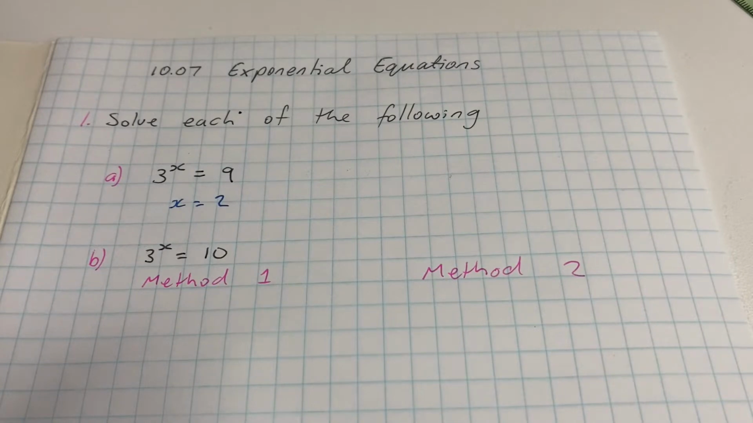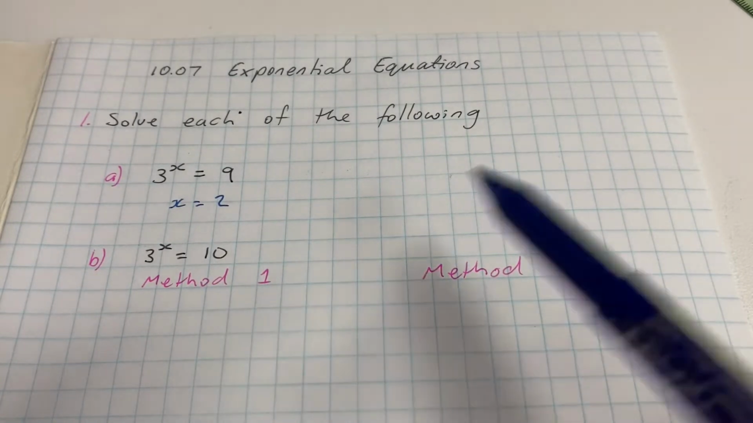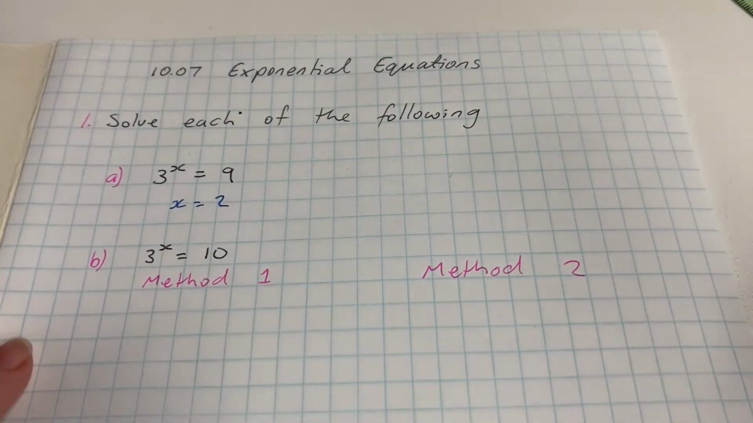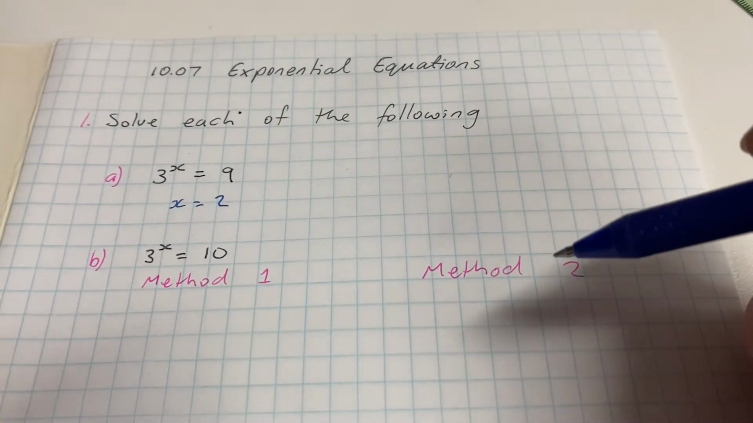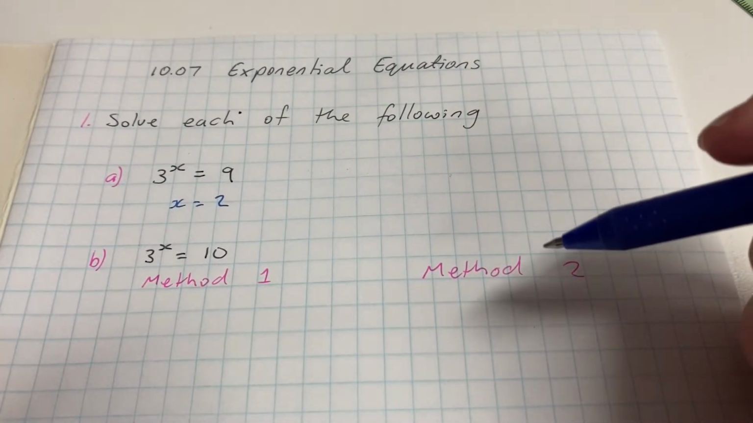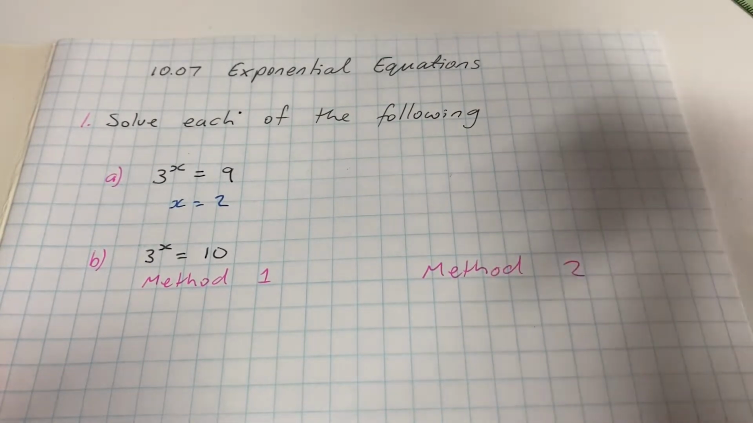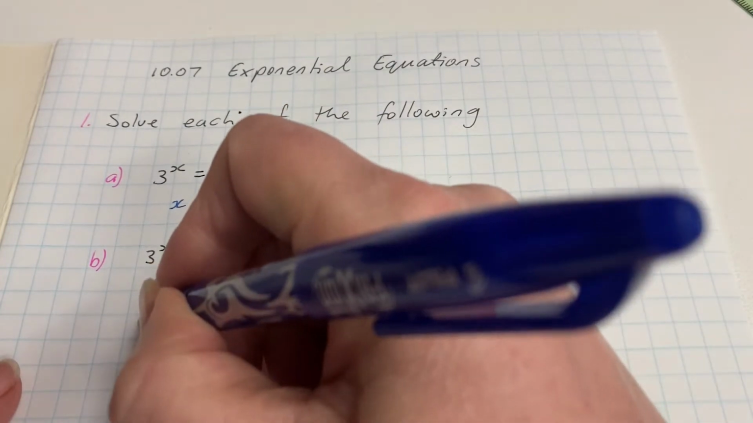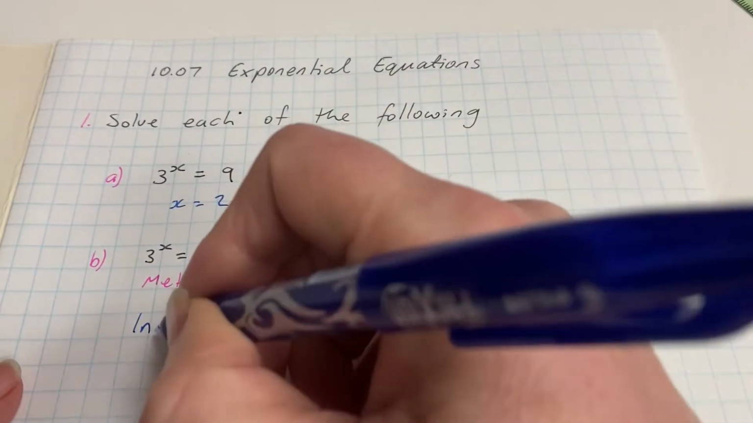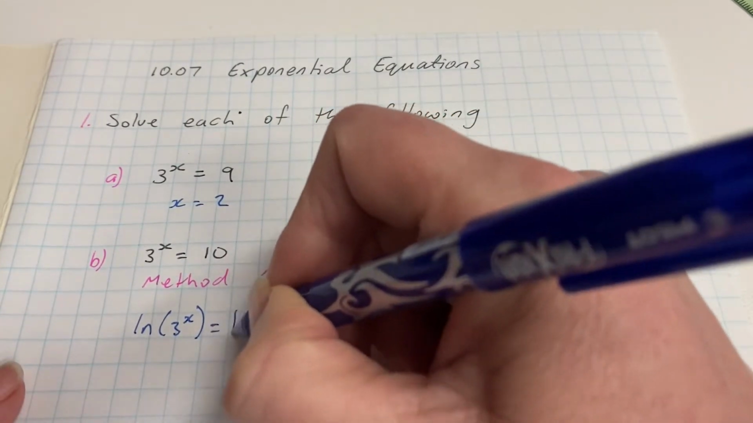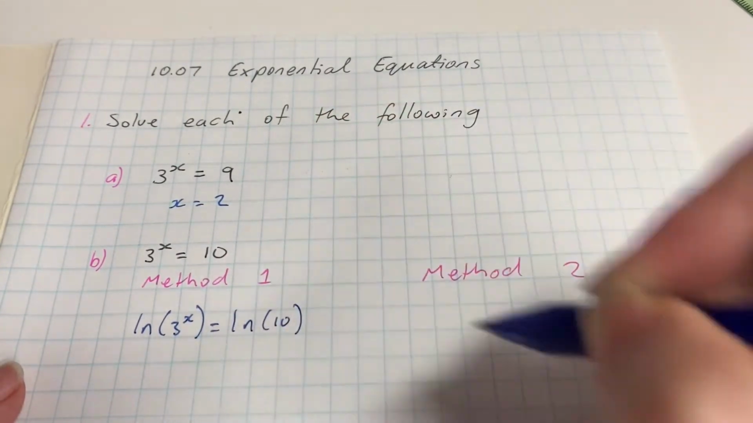The first method is probably my preferred method, and that's to take the log of each side using a base that is in our calculator. So you could use base e or base 10. It makes no difference whatsoever which one you choose. I'm going to do base e just because I use base e a whole lot more than I use base 10. So log base e of each side.